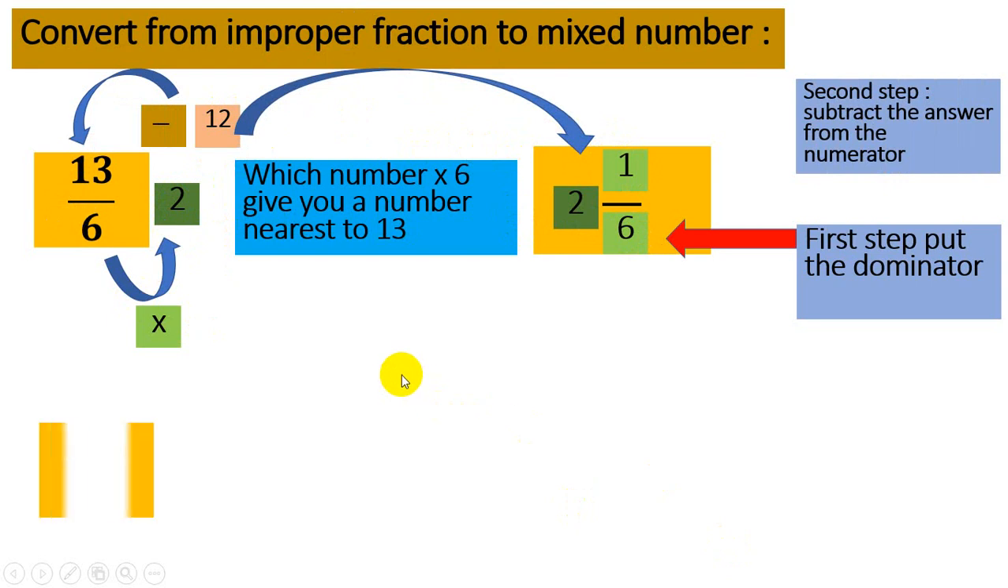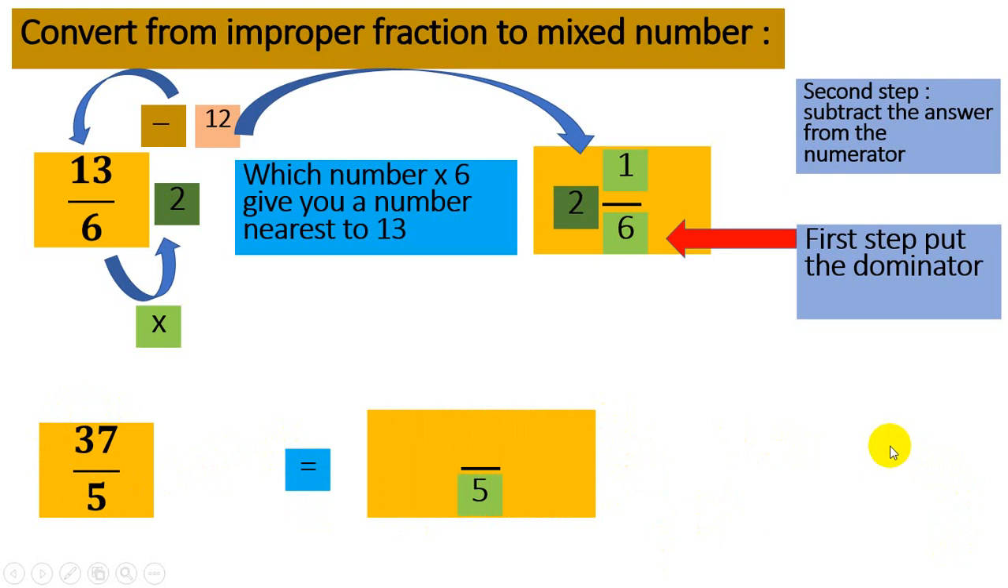Another exercise. We have 37 over 5. Remember with me how I convert from improper fraction to be mixed number. The meaning of improper, the numerator greater than the denominator, and the mixed number, it's mean whole number and the proper fraction. Then first step, put the denominator, and the denominator here is number 5.